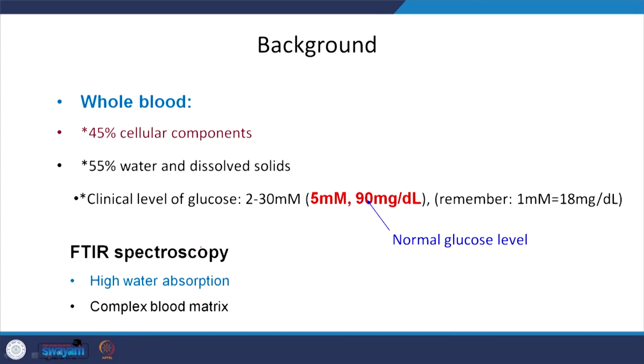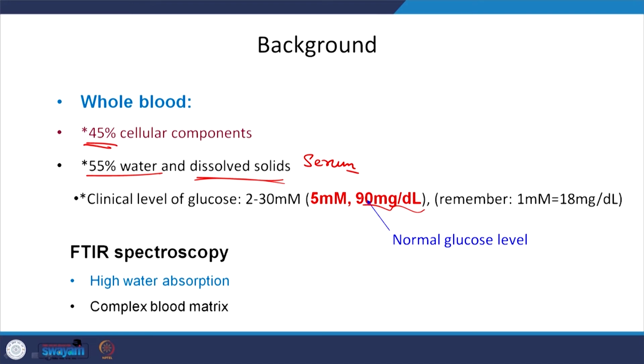So, let us go to the background to know what is whole blood. It has 45% of cells, and 55% of it is water and dissolved solids. It is like a serum. So, clinical levels of glucose are like this, normal blood glucose is like this.